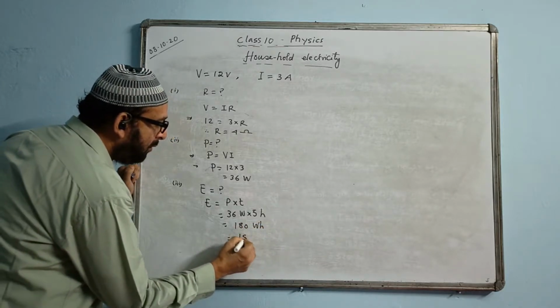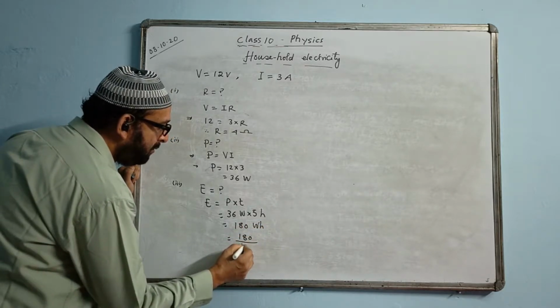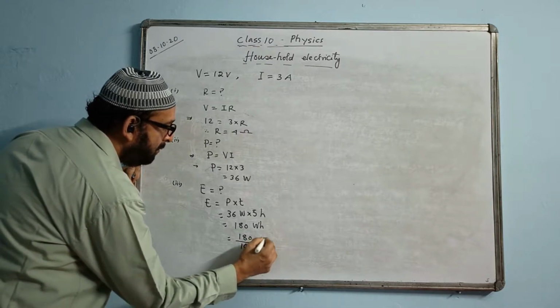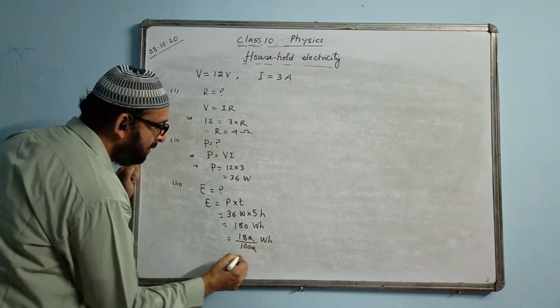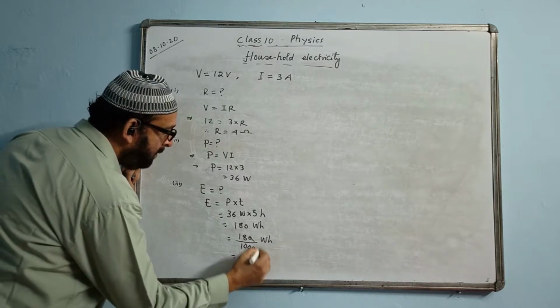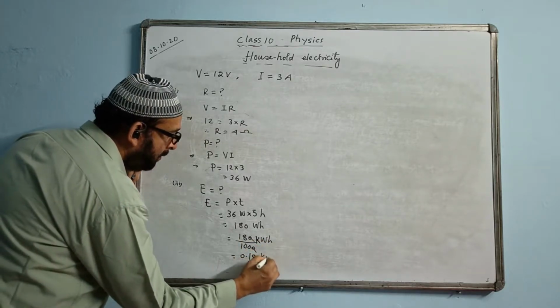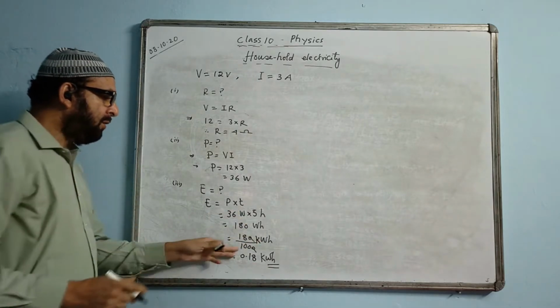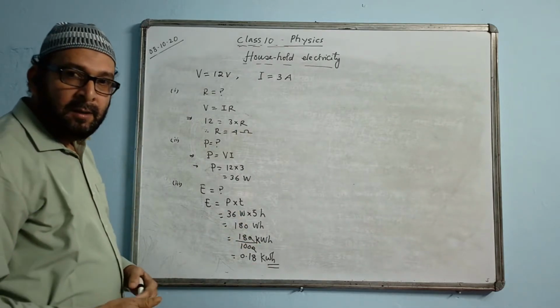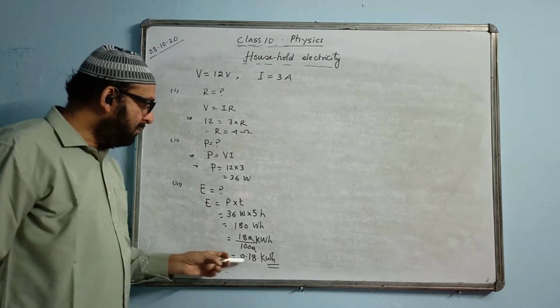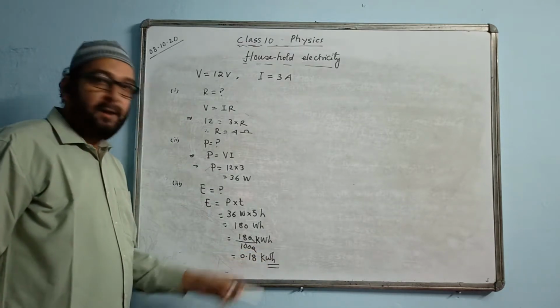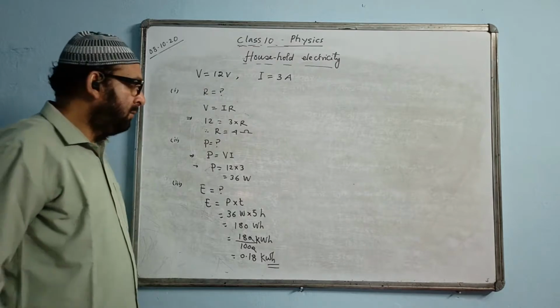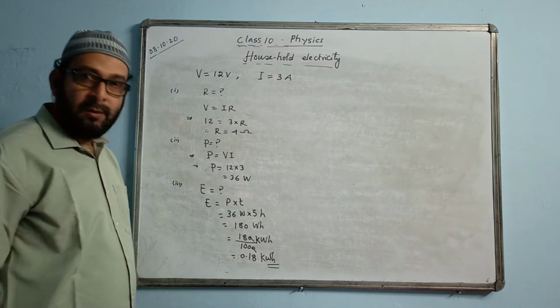We will change it to kilowatt hours. The question also asks you to do that. Divide by 1000, the zeros will cancel, 0.18 kilowatt hour. Because we change it from watt hours to kilowatt hour, we have to divide by 1000. So energy consumption in kilowatt hour is 0.18 kilowatt hour. Okay, that is the answer for this question.